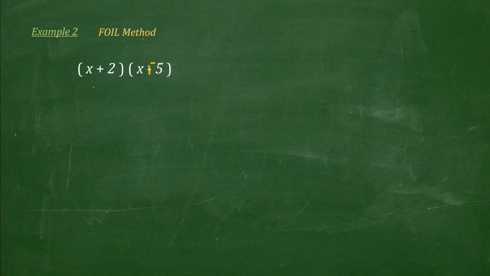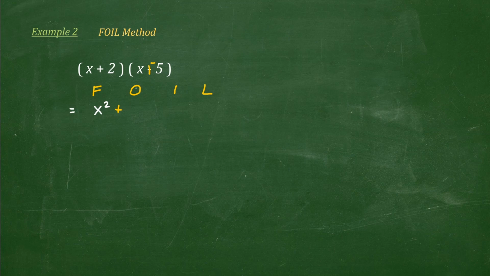As a guide, we can still write F, O, I, and L. FOIL method. We can skip setting up the terms and immediately multiply mentally. Okay, first terms. X times x here is x squared plus. You can always use plus first if you want to be more careful.